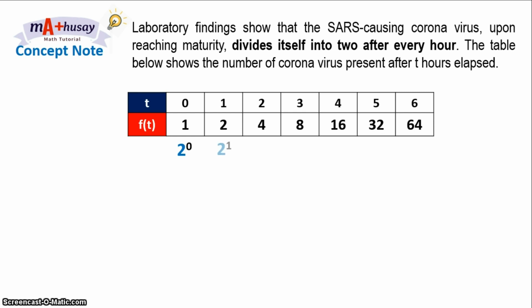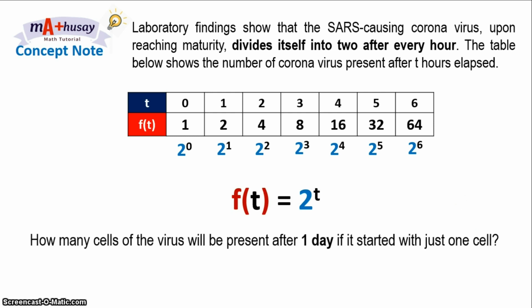Now, we have 2 raised to 1, 2 raised to 2, that's equal to 4, 2 raised to 3 equals 8, 2 raised to 4 is just the same with 16, 2 raised to 5, and lastly, 2 raised to 6. Yung number of coronavirus that is being described in this table can be described using the function f of t equals 2 raised to t. Di ba?